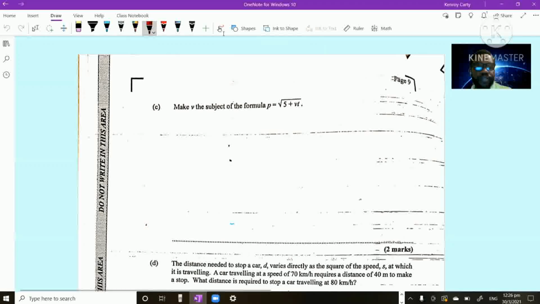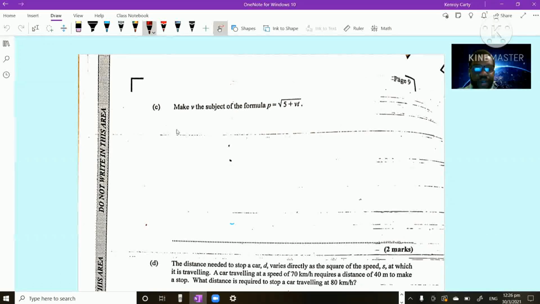All right, guys, we now move into question 2C on the January 2021 CXC past paper. And this is what C says. It says make V the subject of the formula in P equal the square root of 5 plus VT. All right, so the square root of all of this. Now, when it says make V the subject, what it means is that you should rearrange the formula so that you have V equal to something.